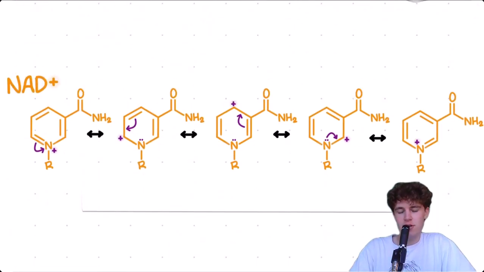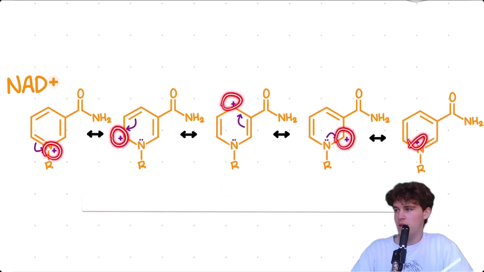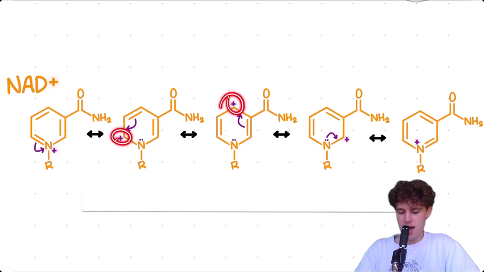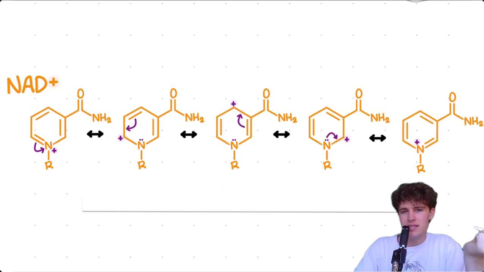Here I've drawn out some major resonance contributors. We see that we have this positive charge show up in every form. This positive charge is delocalized across the pyridinium ring, but it shows up in several distinct cationic sites. It's at these sites where a nucleophile is likely to attack, as we saw with the hydride ion.